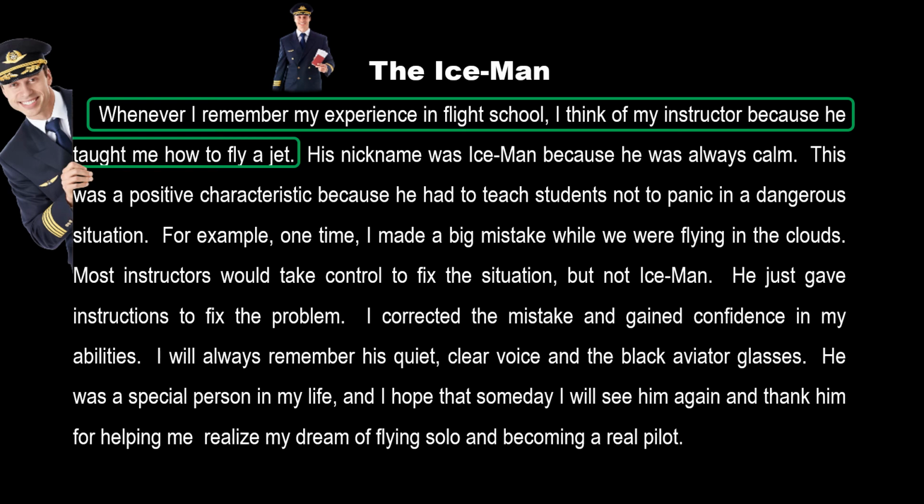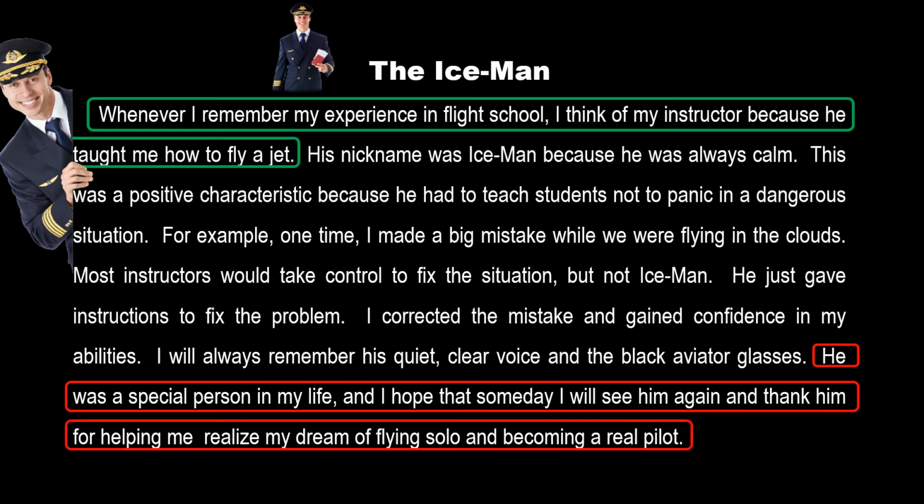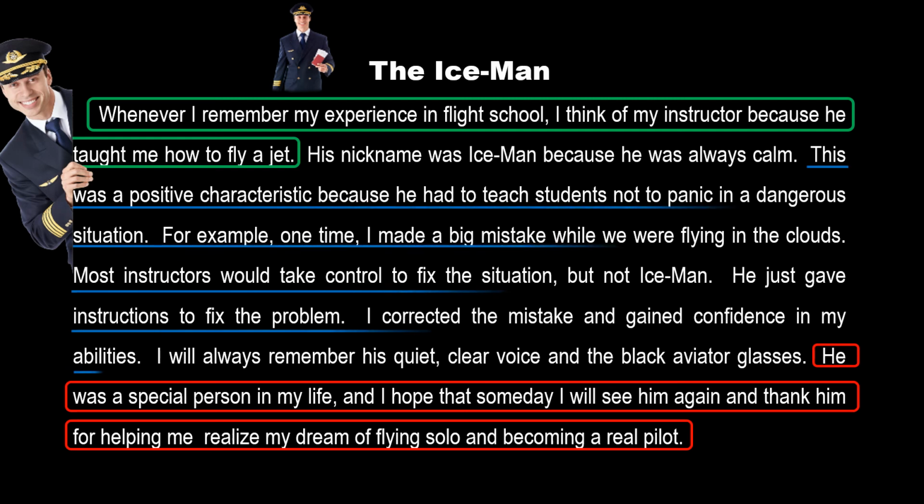The last sentence is the concluding sentence, which is, "He was a special person in my life, and I hope that someday I will see him again and thank him for helping me to realize my dream of flying solo and becoming a real pilot." The sentences that follow the topic sentence till the concluding sentence are the supporting sentences. The supporting sentences explain, give more information, and supporting ideas and details about the topic sentence.